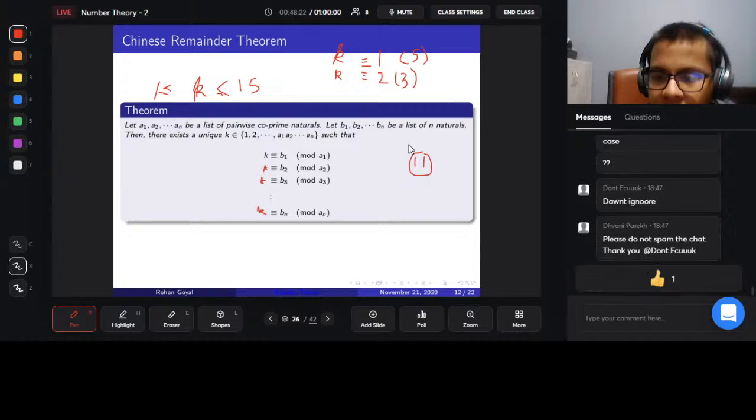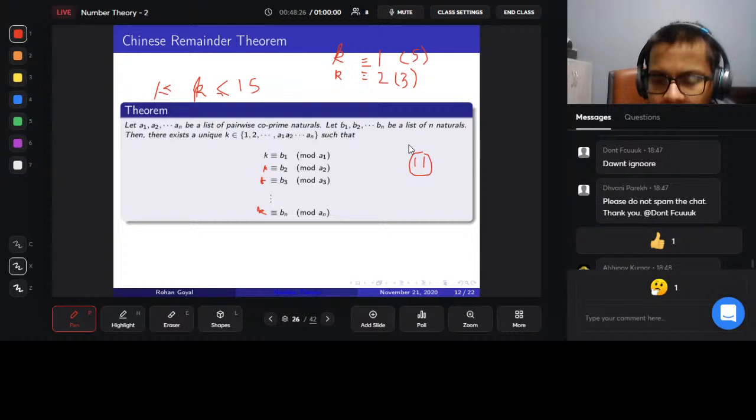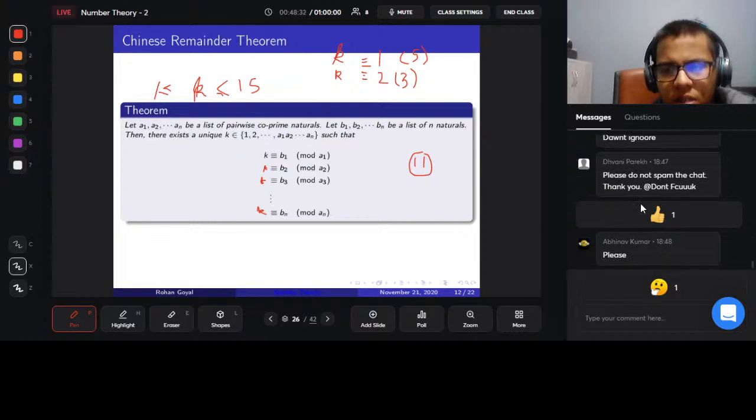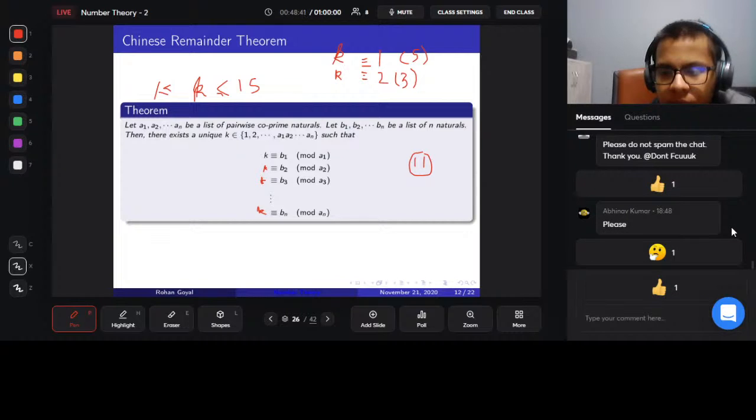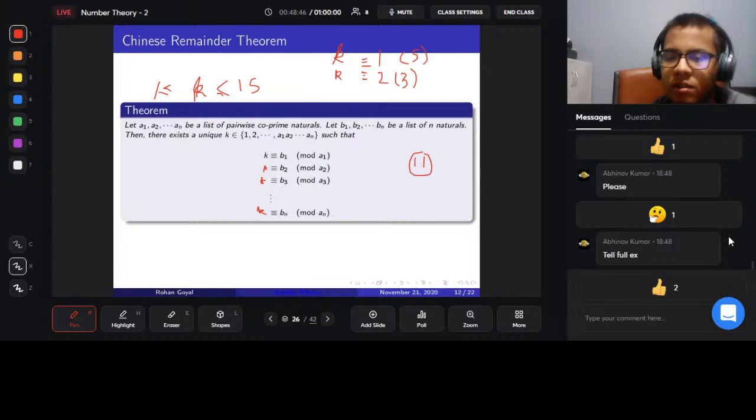All right. Okay, what's the issue? If you could explain the issue to me, I'll go over it. But as such, I don't understand what the issue is. Okay, assuming that you understood it, I'll move forward. I don't really see what there is to explain in the statement other than that you can find a K which satisfies all these congruences.